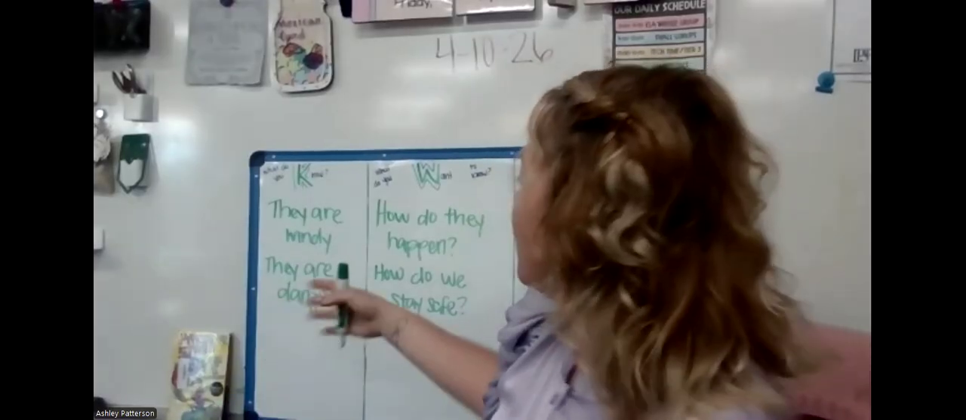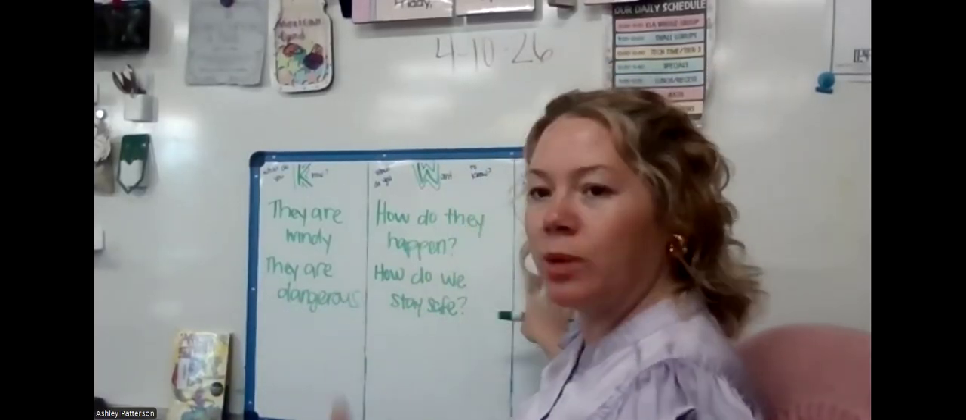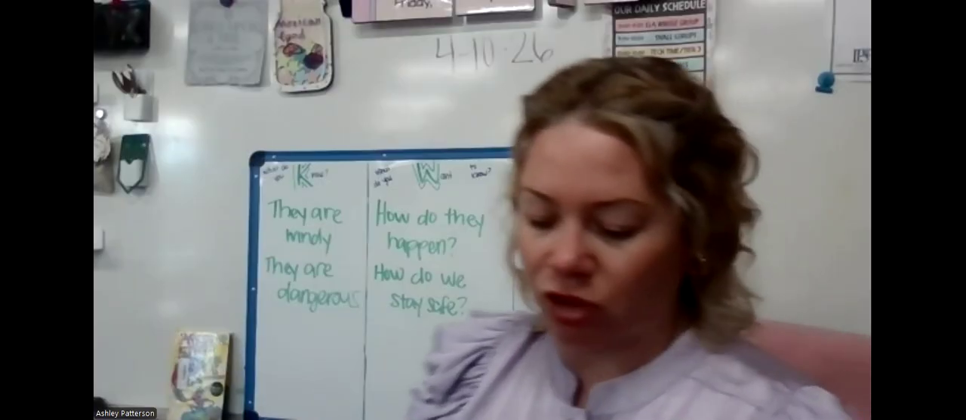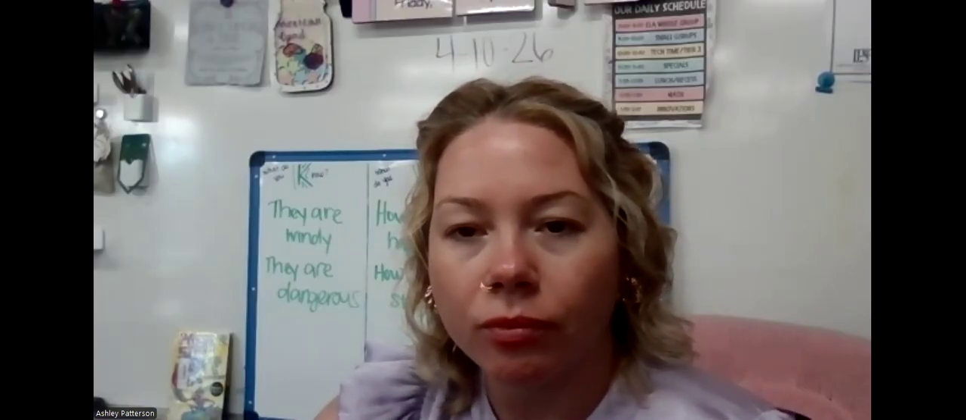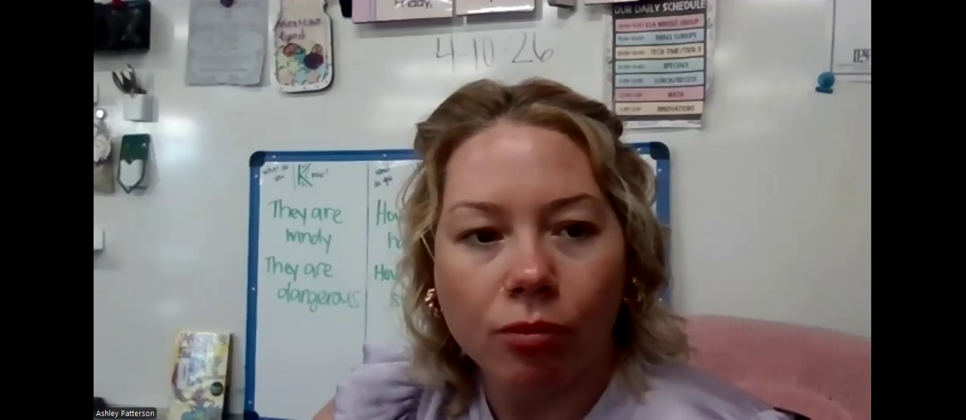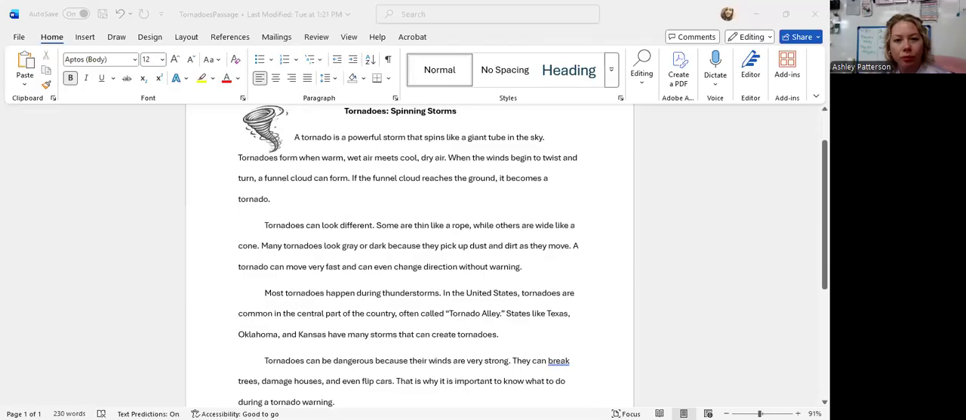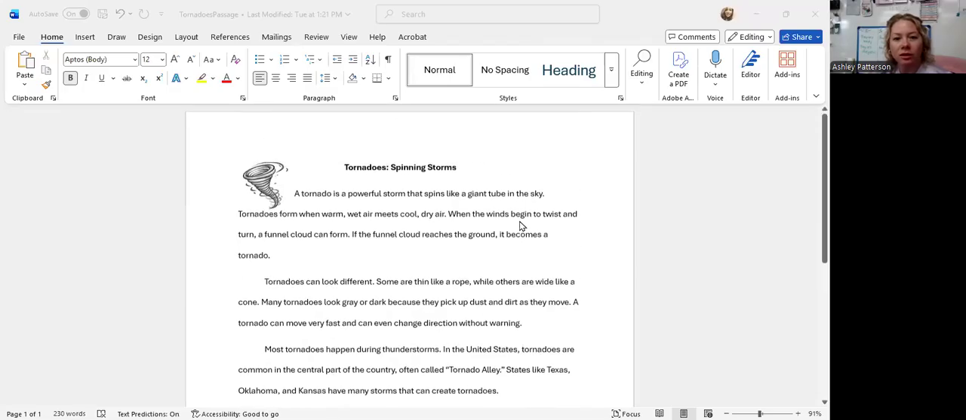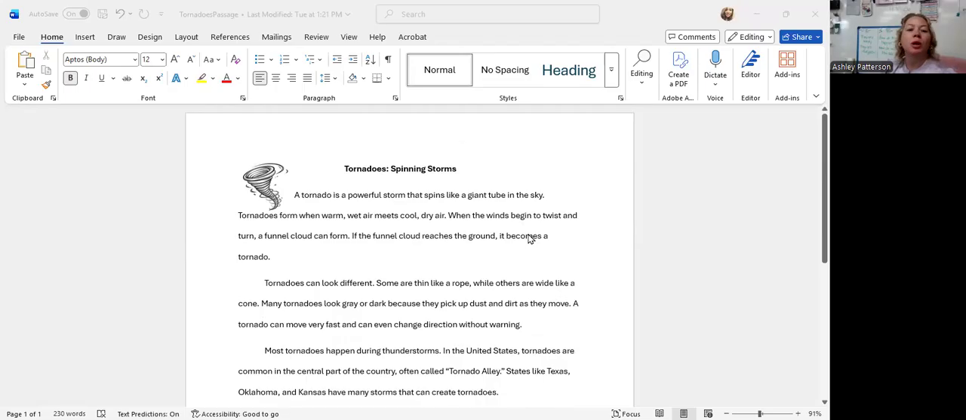Okay, now that you have done your K and your W, you can't do your L until you've read the passage. So I'm going to go ahead and pull that passage up on the screen for you here. This reading passage is called Tornadoes, Spinning Storms. I'm going to read it out loud. You can have them read it to you, but for today, I'm going to read it out loud.